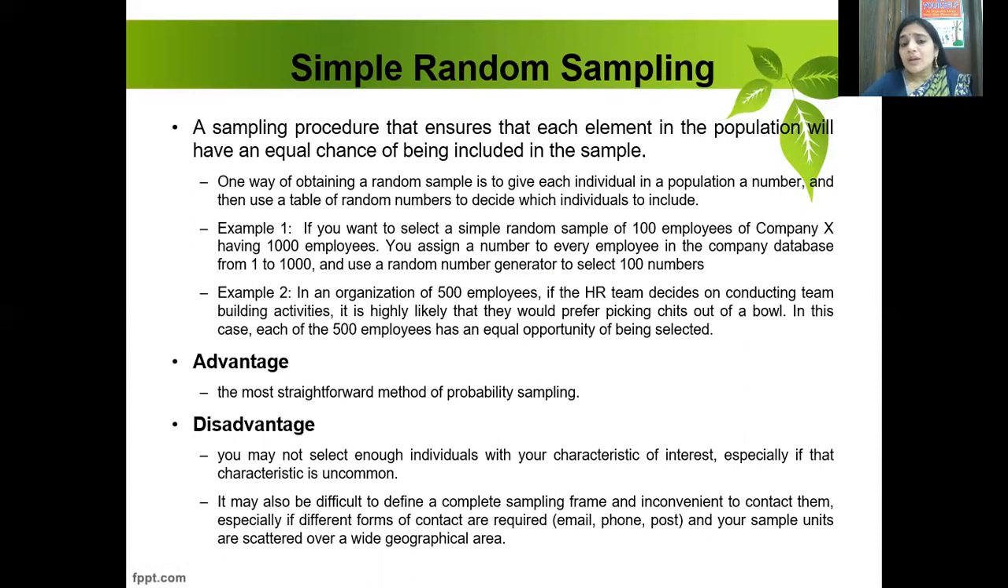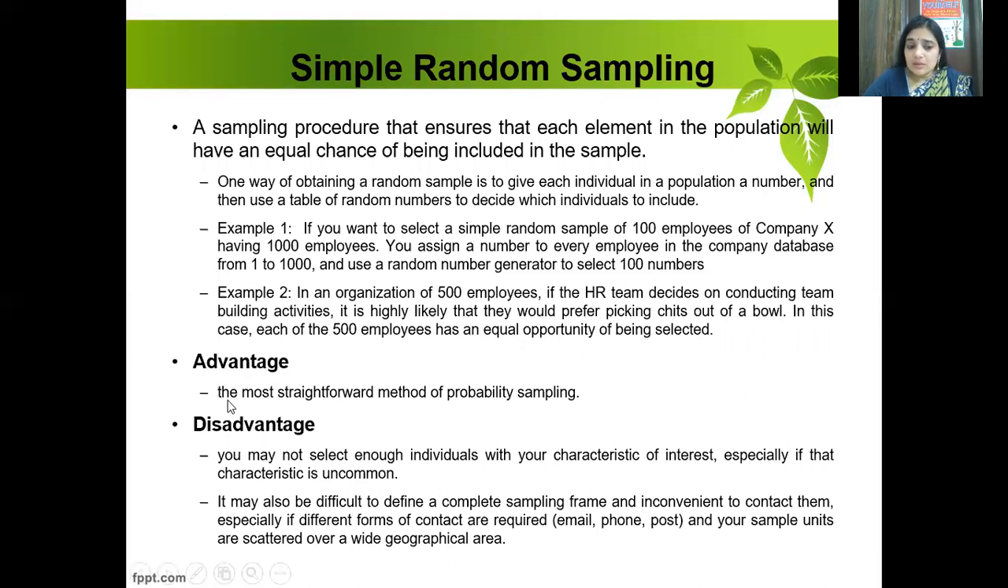For example, in an organization of 500 employees, if the HR team decides on conducting team building activities, it is highly likely that they would prefer picking chits out of a ball. In this case, each of the 500 employees has an equal opportunity of being selected. There is no bias in that, because you are putting one chit for each person, and you will be selecting just 100 chits like that.